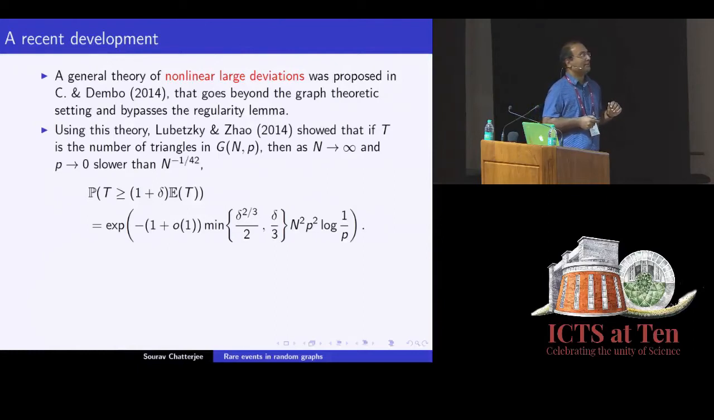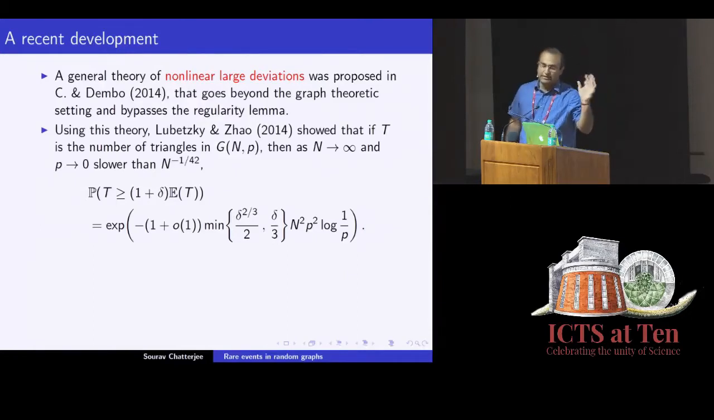Then the chance that the number of triangles exceeds its expected number by a factor of 1 plus delta is roughly e to the minus n squared p squared log 1 over p times a constant depending on delta, where the constant is the minimum of delta to the 2/3 over 2 and delta over 3.